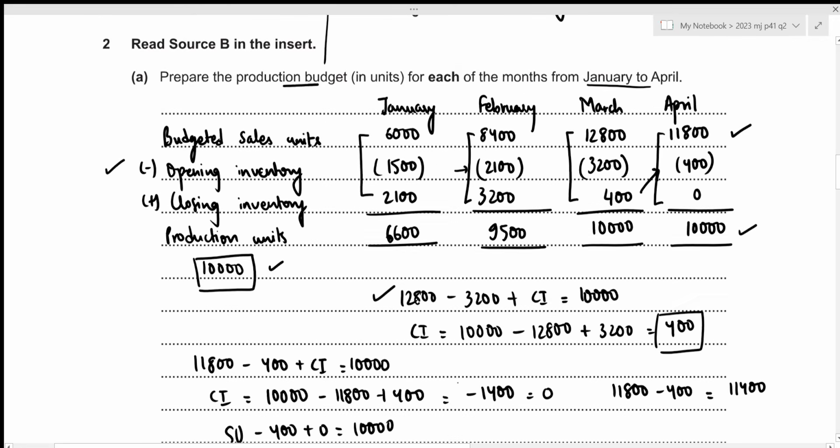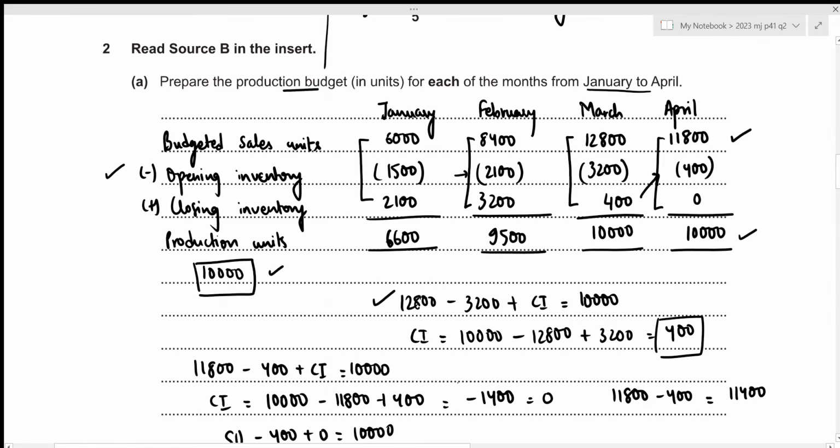Because we do not have enough produced units as well as the closing inventory in order to sustain this sales units of 11,800. So if we do not have 11,800 units, we cannot really sell those units. We only have a maximum of 10,400 units. Let's write it down. All right, this concludes our production budget as well as the first part of this question.